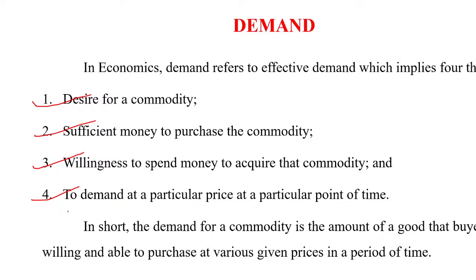So, in short, we can say demand for a commodity is the amount of a good that buyers are willing and able to purchase at various given prices in a period of time. Let me take all four things as an example of demand. Number one is desire for a commodity: whether you want this commodity, you need this commodity. This is one aspect. The second aspect is sufficient money.